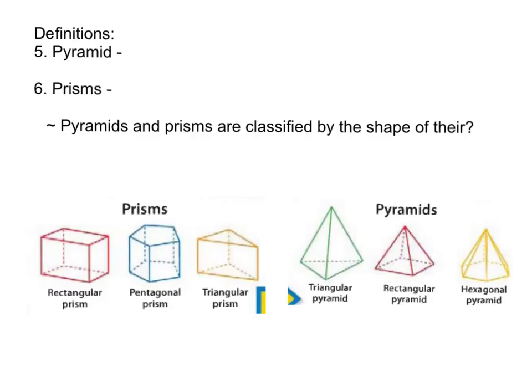Okay, for these next definitions, first we have pyramid. A pyramid is a polyhedron with a single base.